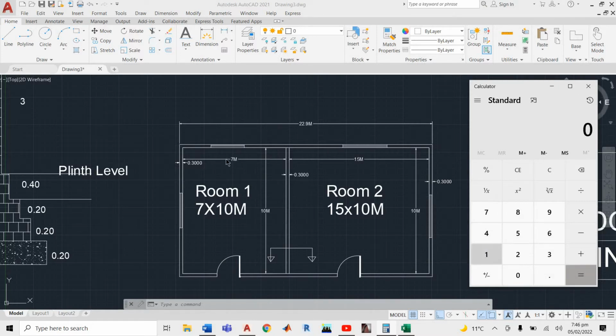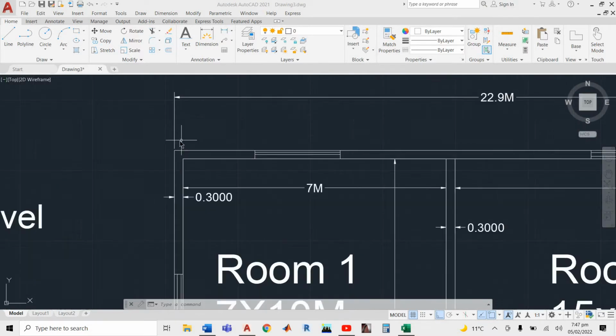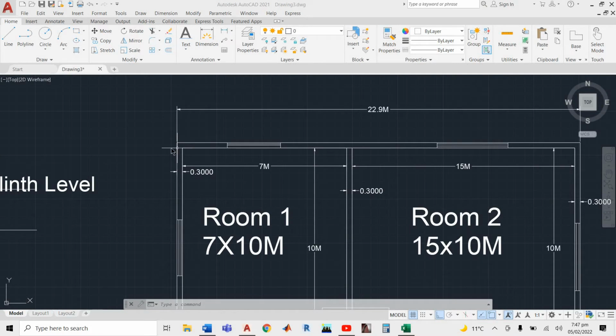Okay, see: 0.3 plus 7 meter horizontal distance plus 0.3 for this wall plus 15 and plus 0.3, it becomes 22.9. So now I think you know what is meant by the long wall method. Just find the length of the long wall, outer to outer. It means 0.3 plus 7 plus 0.3 plus 15 meter plus 0.3.